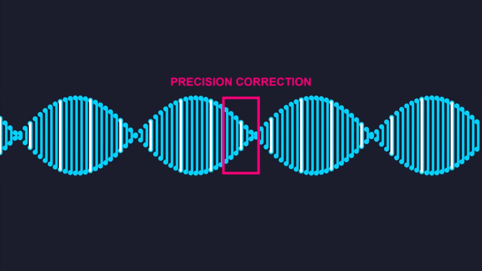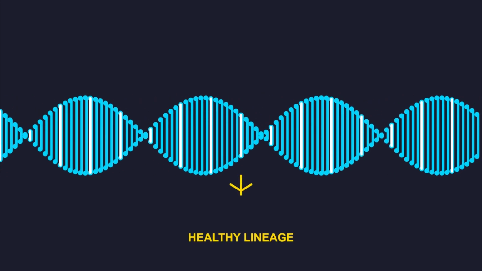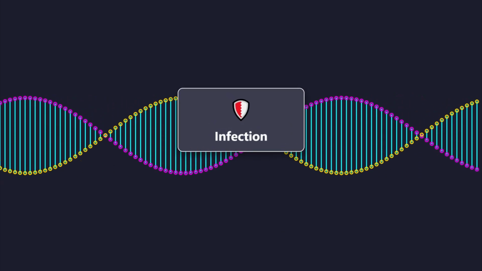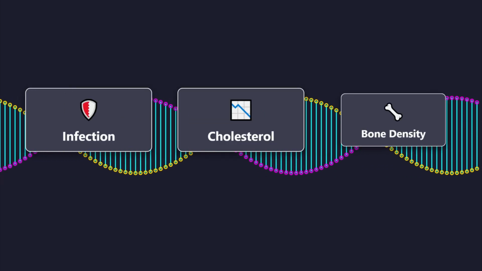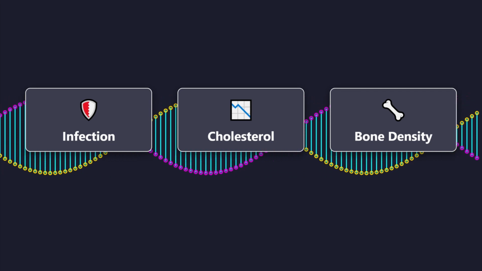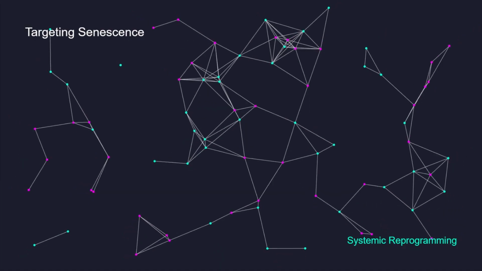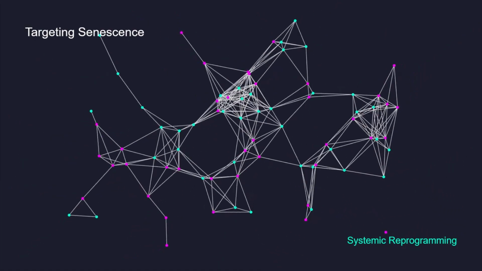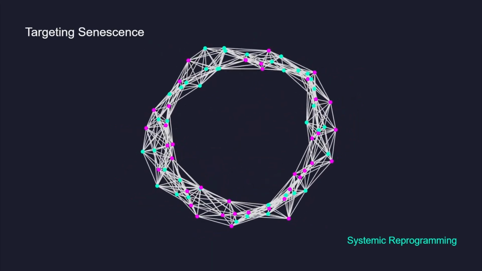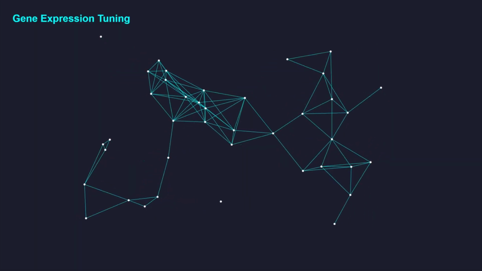Prime editing offers a safer path to germline modification, potentially allowing parents to remove hereditary diseases from their entire family lineage forever. Beyond repair, we can use prime editing to introduce beneficial variants that provide resistance to infection, lower cholesterol, or increase bone density. By targeting the genetic drivers of aging, such as cellular senescence and metabolic decline, we may soon program the body for indefinite health.